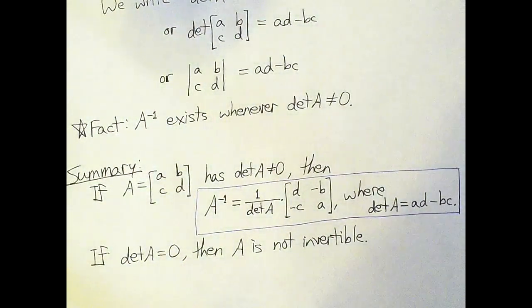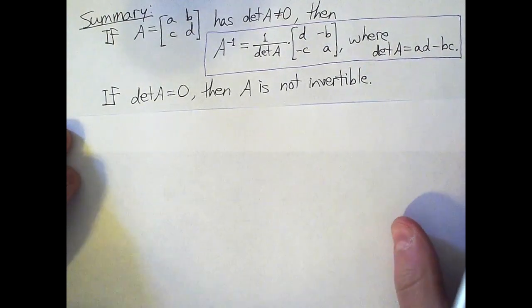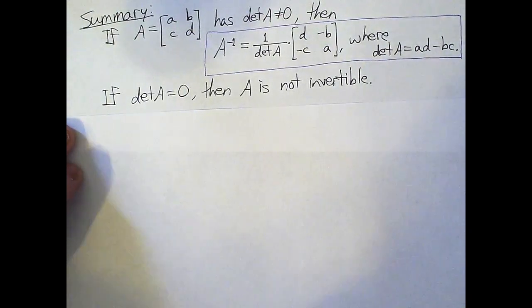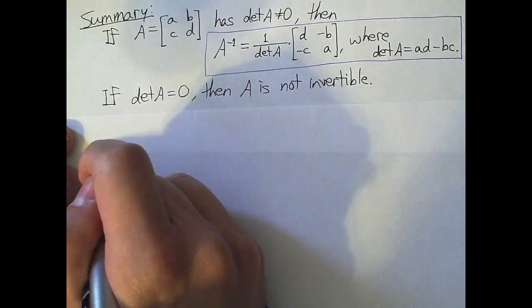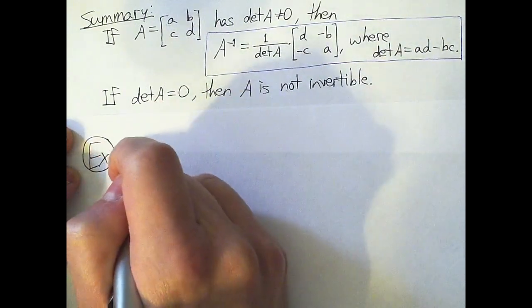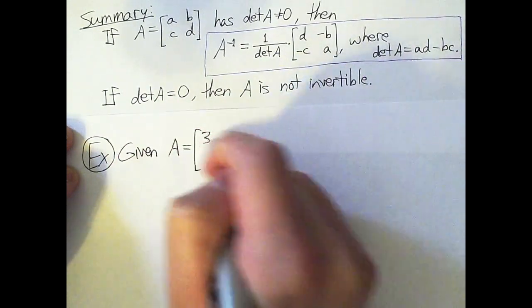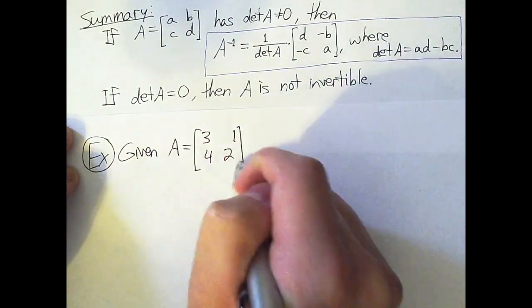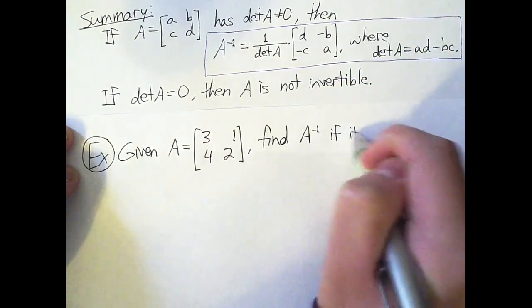Let's see, we should do some problems now. All right, so we'll do some example problems. I'll do the first one. Hey, you know what I think would be a good example? Earlier in the lesson when I showed you a matrix and I showed you its inverse, I didn't really tell you how I found it. Well, now you know how I found it. So let's do this as an example. I'll walk us through this first one. So it's going to say, given A equals [3, 1; 4, 2], find A inverse if it exists.